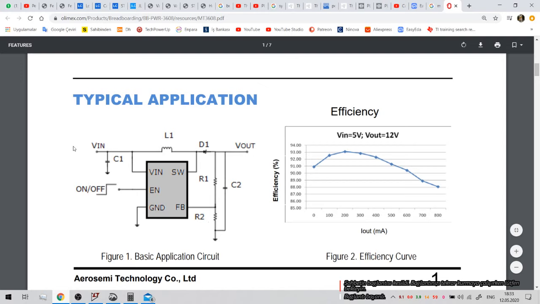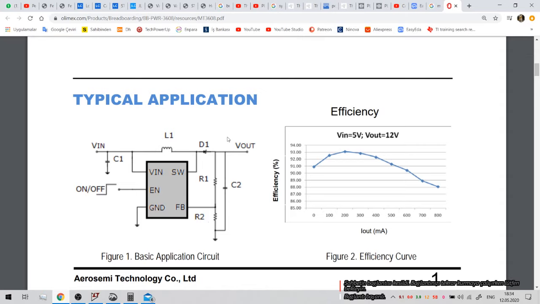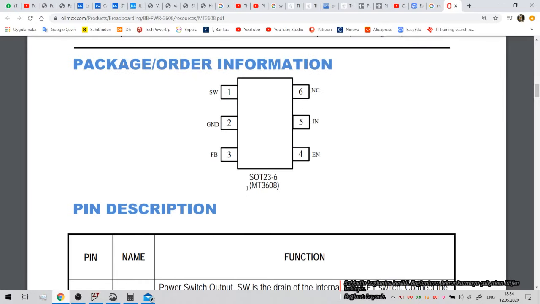You can see Vin goes here, goes there to ground. And at this time the L1 current will increase, and after this switch is not conducting, current wants to go from here like this. So the output voltage is increasing. I can say basically it is working like that. You can set R1 and R2 for feedback. Also a nice feature.